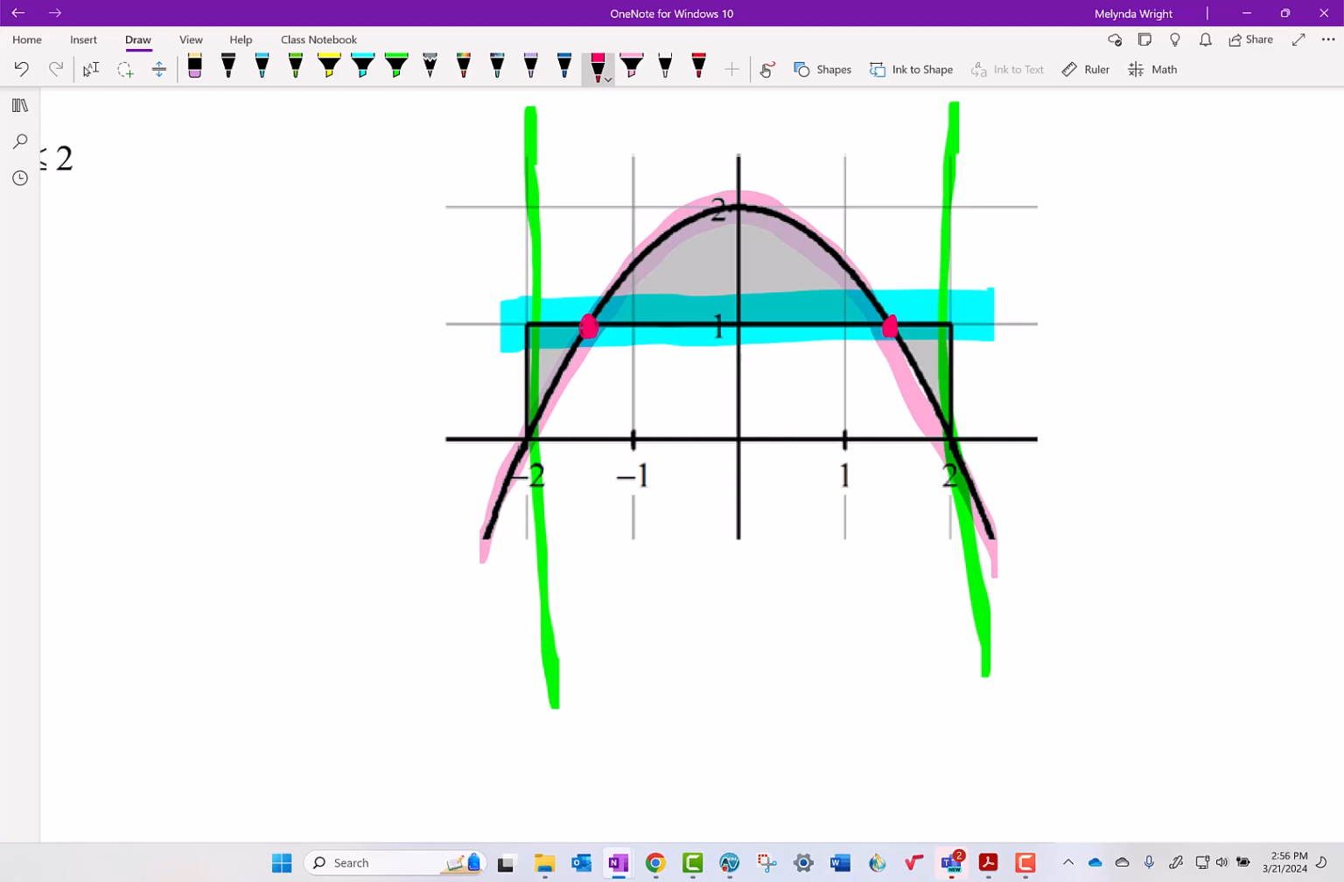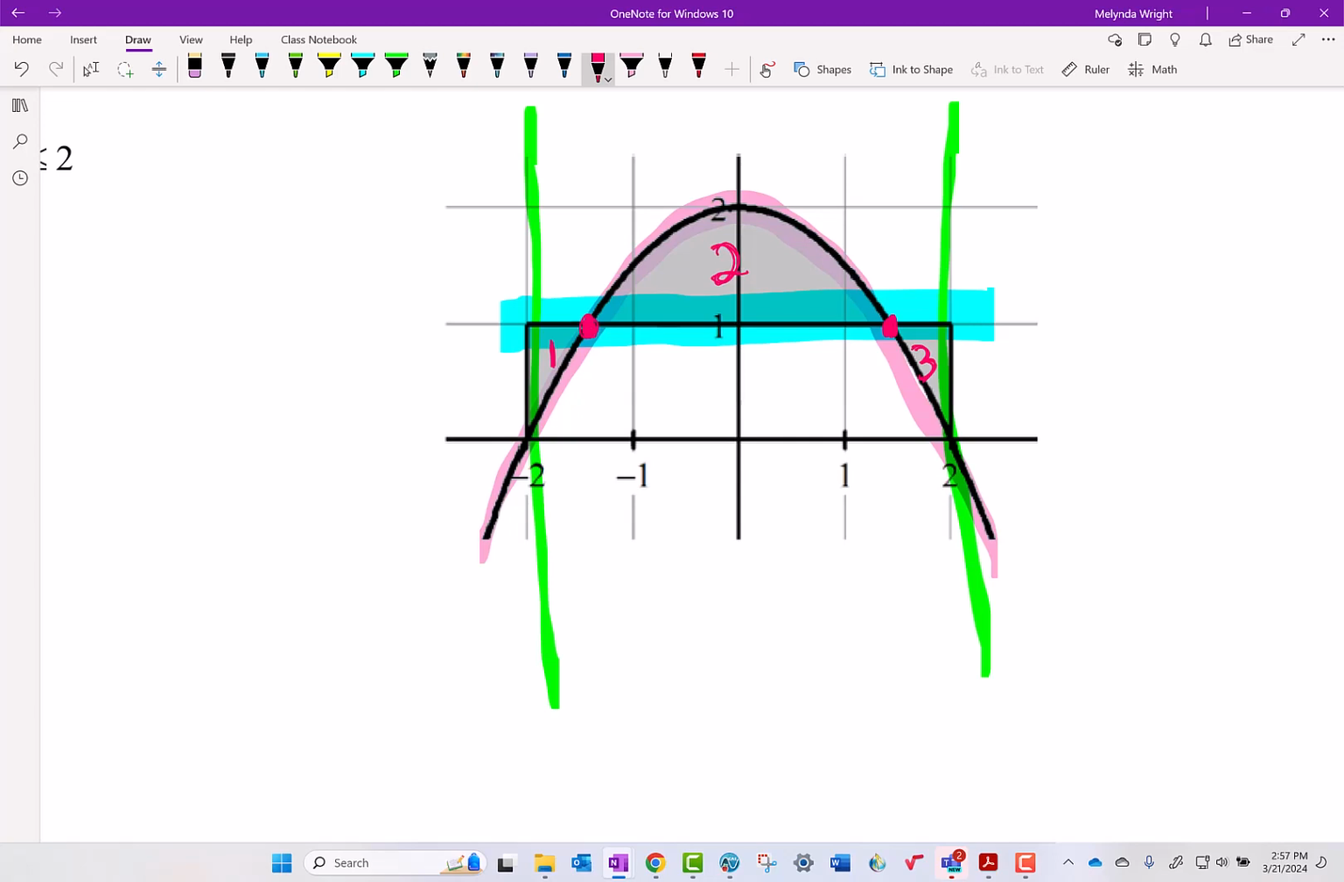So this is going to require us to split it into 3 different integrals. Three different integrals, and let's just label them. This one would be 1. We'll call this one 2. And this one is 3. Those are the 3 regions or areas that we're going to calculate.